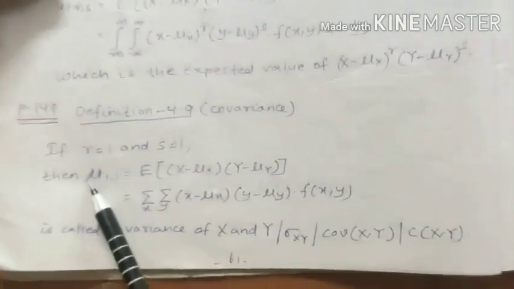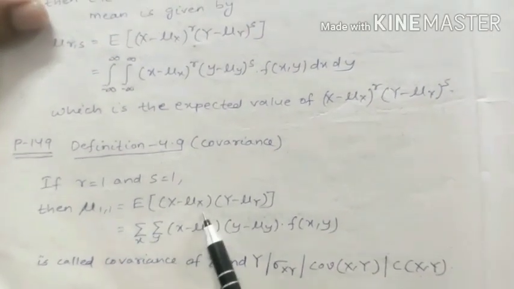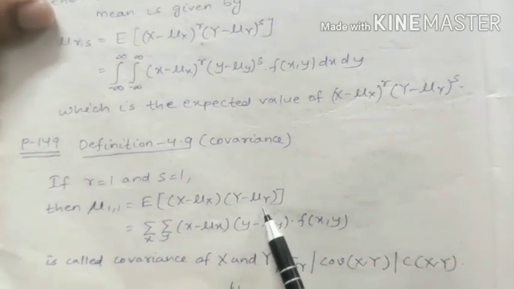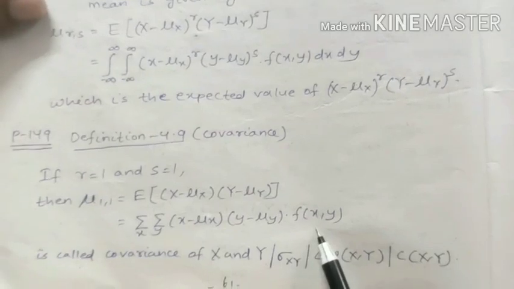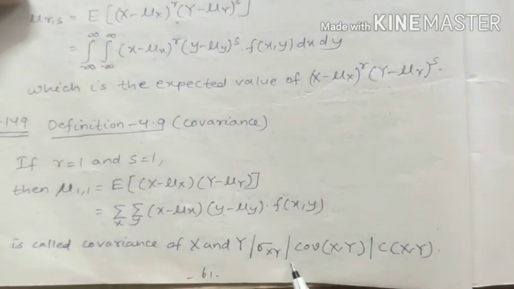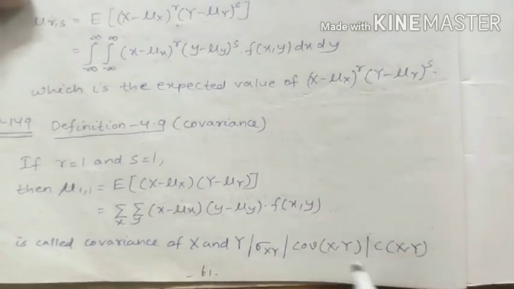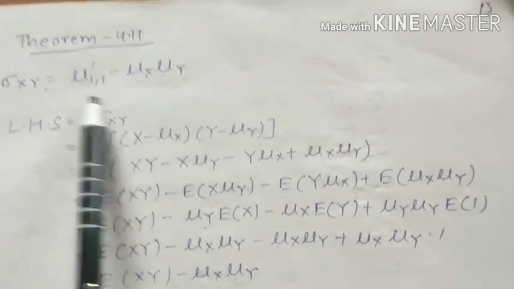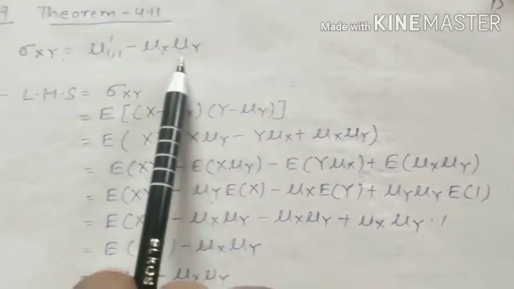Next one, the covariance. You have to find first mu 1 1. Mu 1 1 you can find as E of (x minus mu x) times (y minus mu y), and this is the formula. And the covariance of x and y, sigma xy, or Cov(x,y), or C of xy. Theorem, very important: sigma xy is equal to mu 1 1 dash minus mu x times mu y.